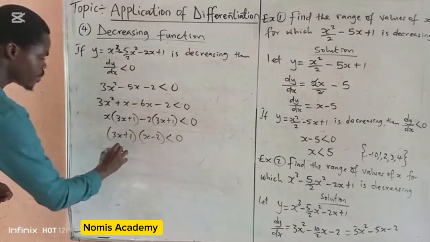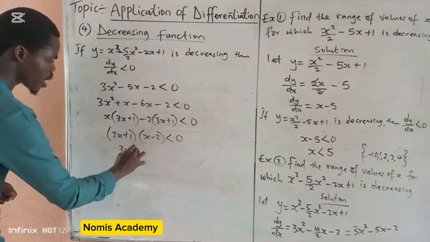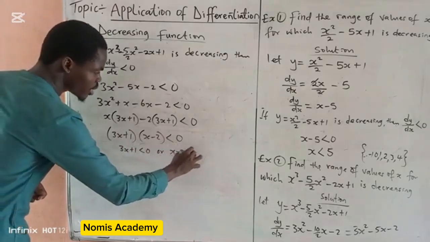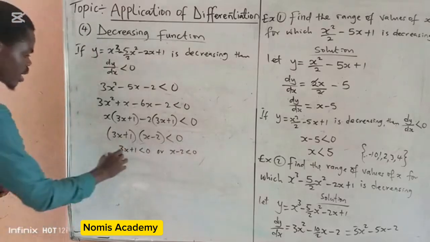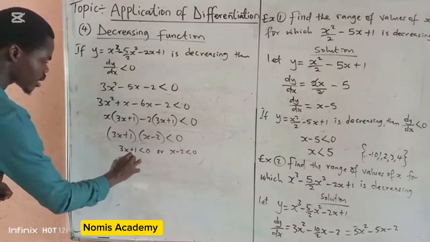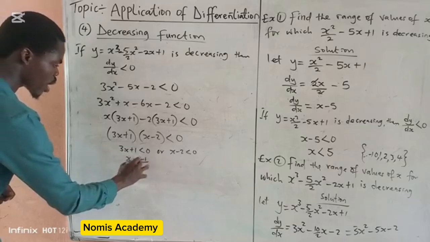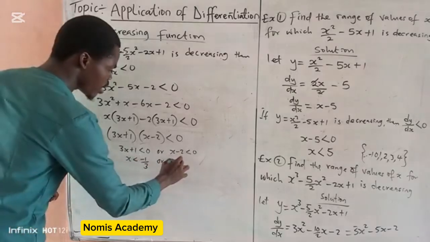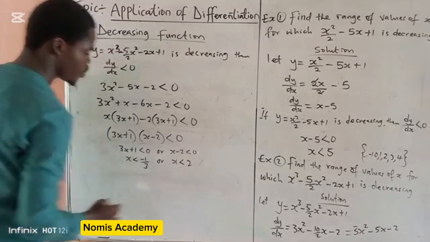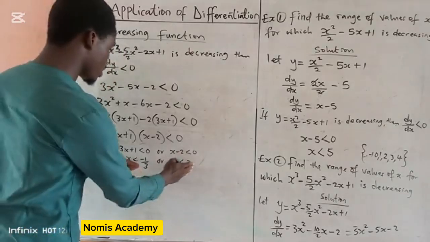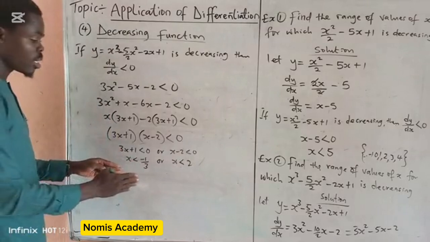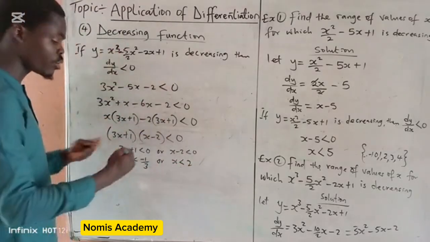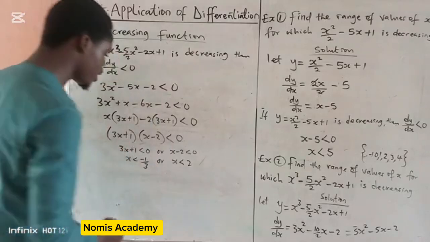To solve further, 3x plus 1 less than 0 or x minus 2 less than 0. Make x the subject. In this case, x is less than minus 1 over 3, or in this case, x is less than 2. So at these 2 points, the function is decreasing. We can use a graph to explain this better.